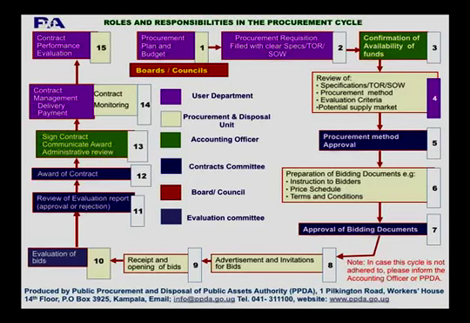So these are the different stakeholders that we have in the procurement process. I'm not going to go into the detail, but that is where my discussion is going to begin from. What are the roles, what is expected of each of us in the procurement process?